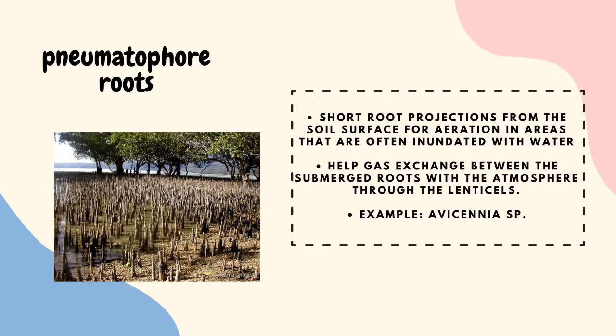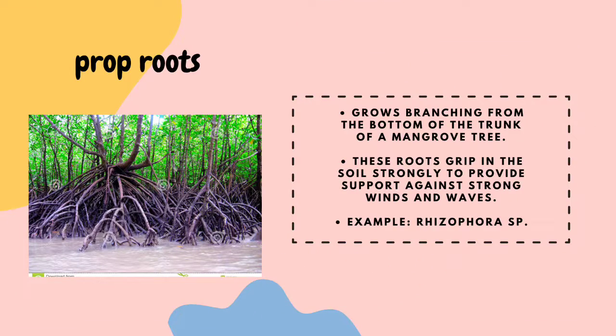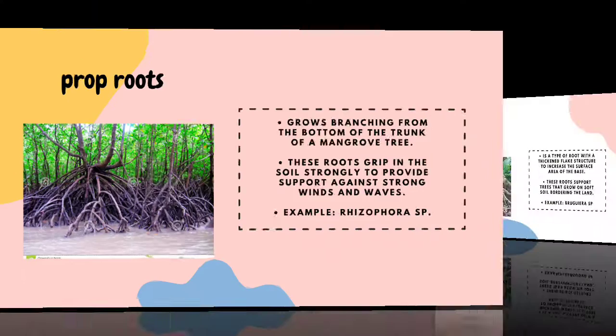Next is pneumatophore roots. Pneumatophore roots are short root projections from the soil surface for aeration in areas that are often inundated with water. They can help gas exchange between the submerged roots and the atmosphere through the lenticels. Prop roots grow branching from the bottom of the trunk of a mangrove tree. These roots grip in the soil strongly to provide support against strong winds and waves.